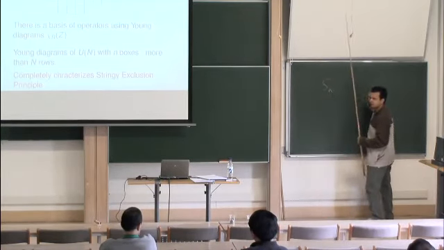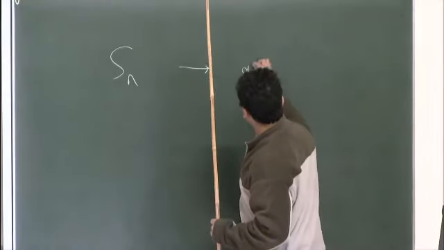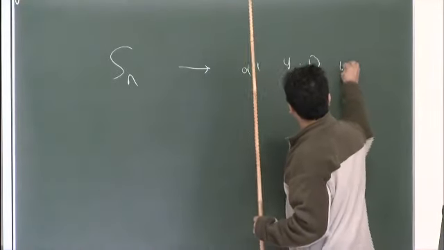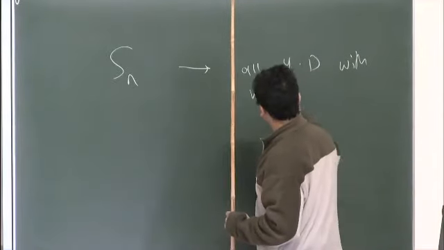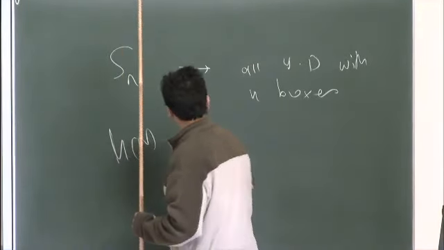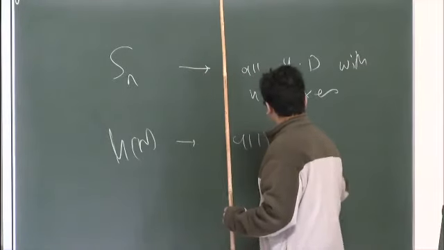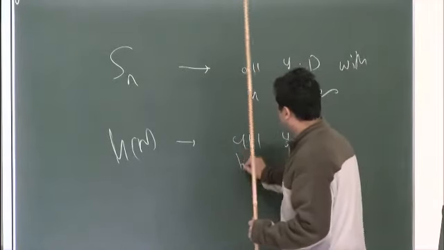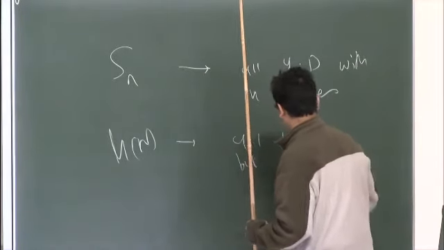So there are two n's. I just want to be clear about that. So for S_n, all Young diagrams with n boxes. And for U(N), all Young diagrams, any number of boxes, but no more than N rows.